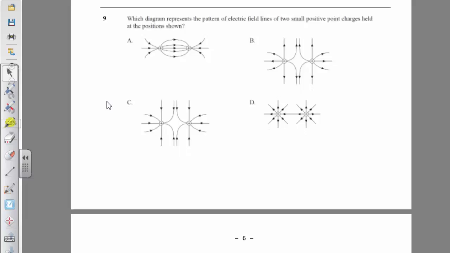Which represents the pattern of electric field lines of two small positive point charges held at the positions shown? Okay, two small positive point charges means that they will repel. We have field lines coming out of both of them everywhere. So it cannot possibly be A or C, because we have field lines going into the positive charges. So that's absolutely false. Okay, we know that there will be zero field in the middle there. B has to be the answer.